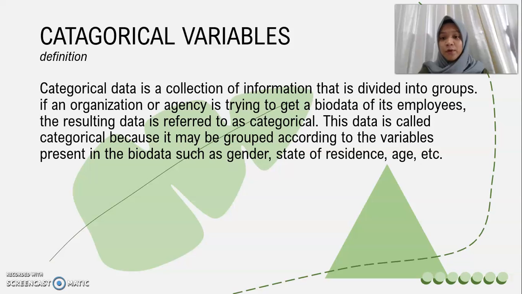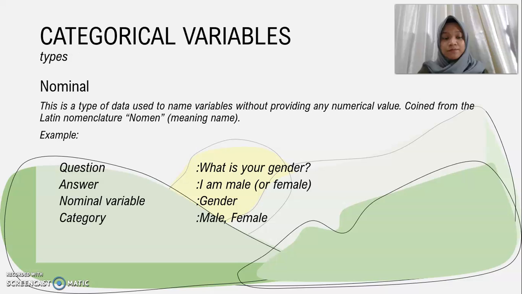Categorical variables are divided into two types. The first one is nominal. This is a type of data used to name variables without providing any numerical value, coined from a Latin nomenclature, nomen, meaning name. We can see the example. The question is, what is your gender? And the answer is, I'm a female or male. The nominal variable is gender. The category is male and female.